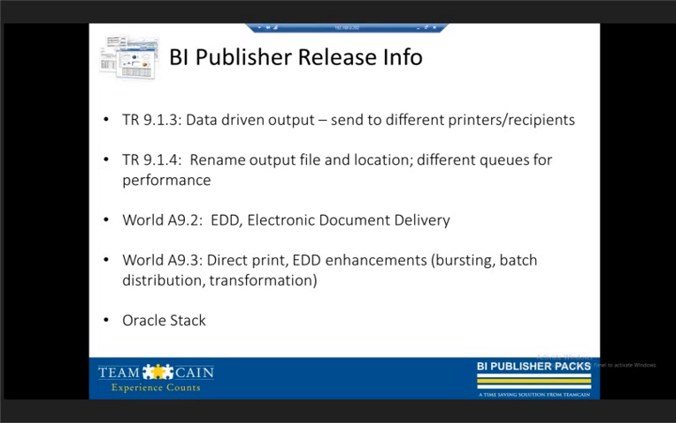Moving on to some key World releases. In A9.2, electronic document delivery was introduced, and that is the World version of the data-driven delivery. So sending it to emails and the different locations again for the World. In A9.3, direct print was introduced, directly printing to specific locations, and some electronic document delivery enhancements were made, which introduced bursting, batch distribution, and some transformation features.